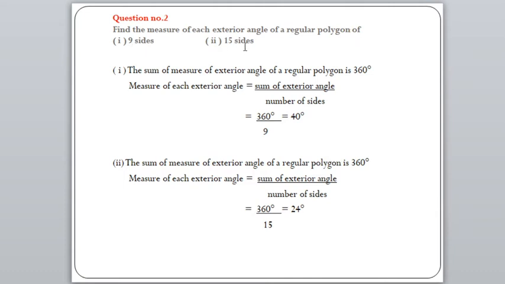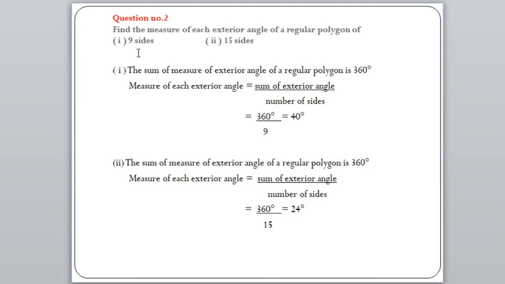of 9 sides and 15 sides. I think this type of question you have solved earlier also. Find the measure of each exterior angle. Here we have to find the measure of each exterior angle of a regular polygon of 9 sides.